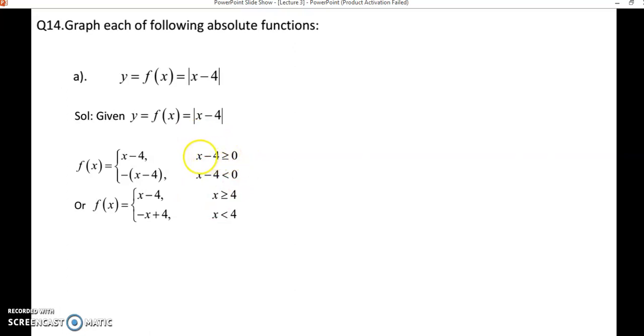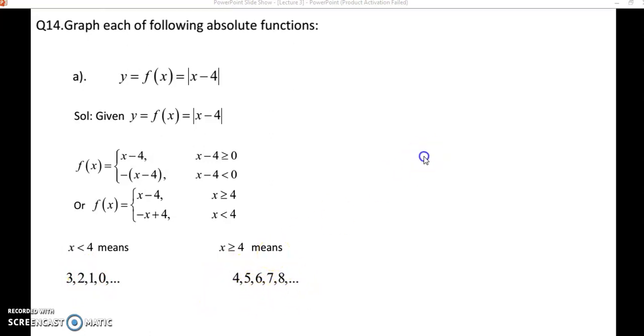So when you are shifting this 4 on the other hand side, the condition becomes x greater than or equal to 4 and x less than 4. I have also written the values of x in tabular form. I have represented its elements or its domain in tabular form as well so that you can easily choose your input. So I'll be choosing few values from this interval and few values from this interval.